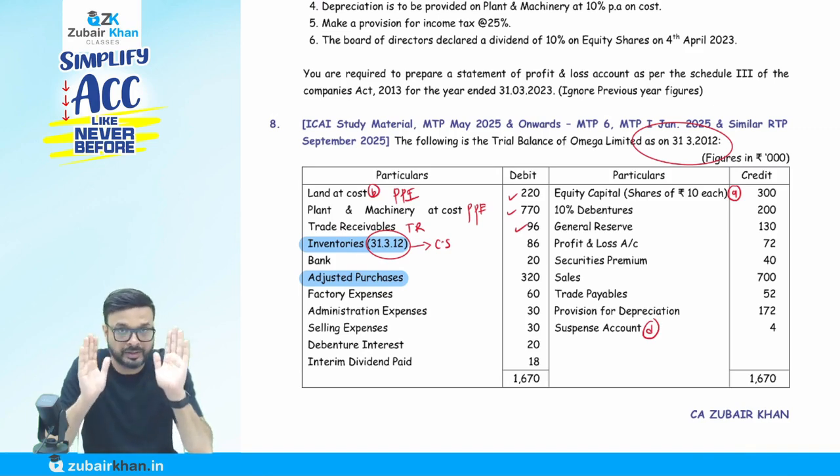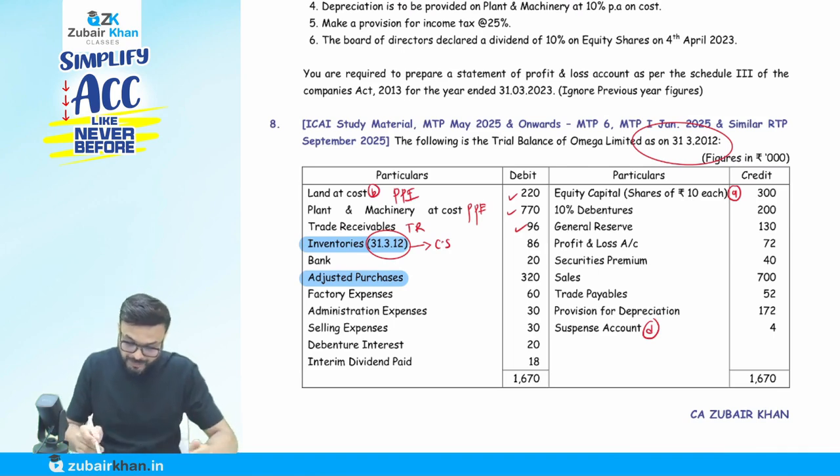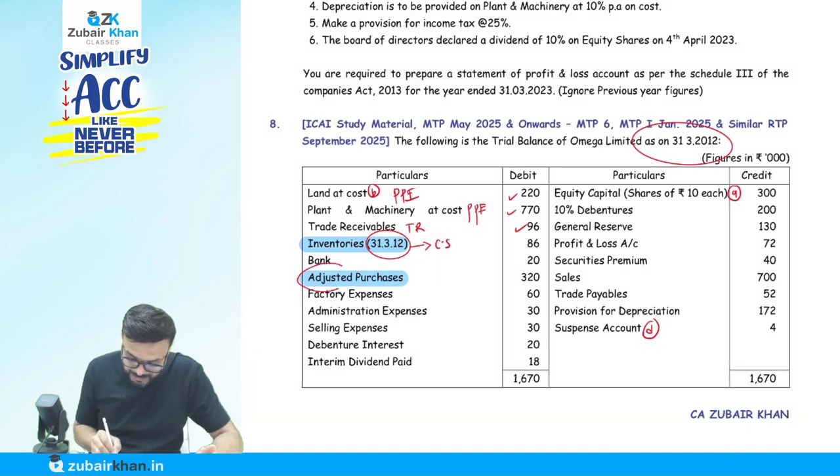Point number one. Now listen carefully. We are not going to write the inventory at two places. It will come at one place only. Why will it come at one place only? Because it is appearing in the trial balance. Now, if you go to the purchases, they have used our adjusted purchases.